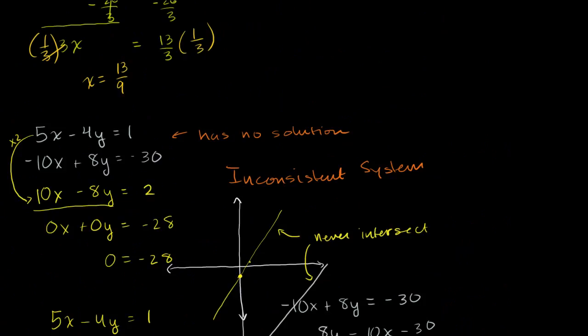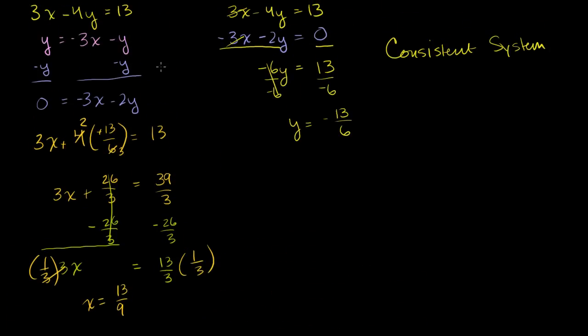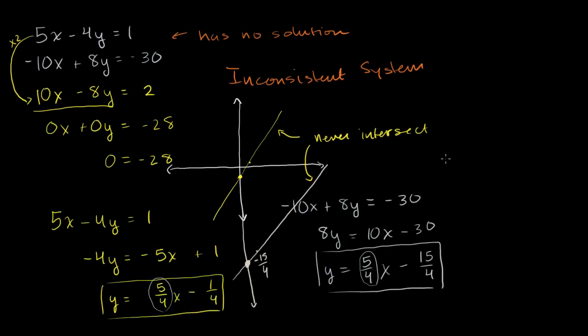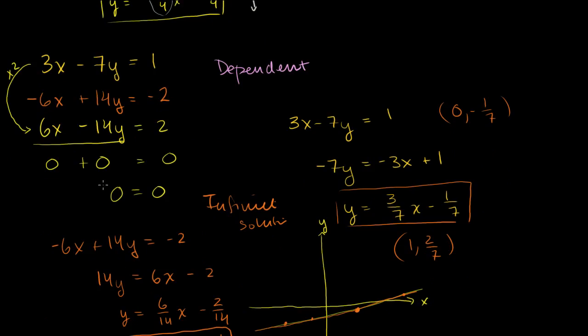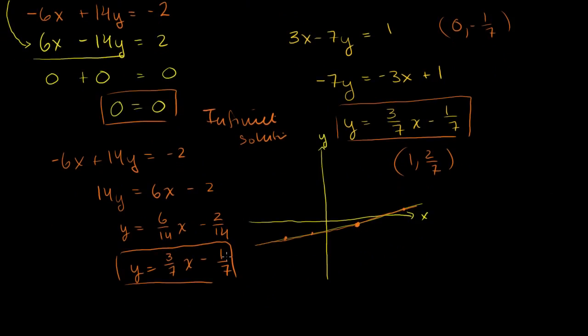So hopefully you found that. Let me review this a little bit. So we started off with the plain vanilla. When you actually get a solution that is consistent, these lines intersect in one point. Then you have the situation where you get something crazy when you solve your system of equations. 0 is equal to negative 28. Definitely not true. This is an inconsistent system. It has no solution, which means that these lines are parallel. They never intersect. And then finally, if you get something that's always true, this is a dependent system. These are going to be the same line, and you can verify it by putting both of them into slope-intercept form.